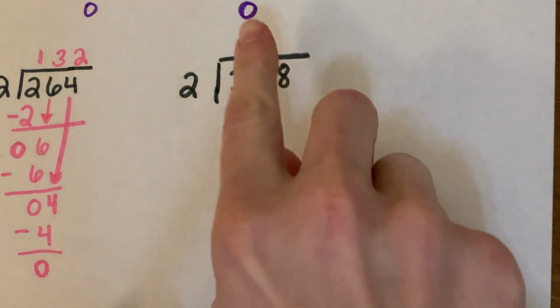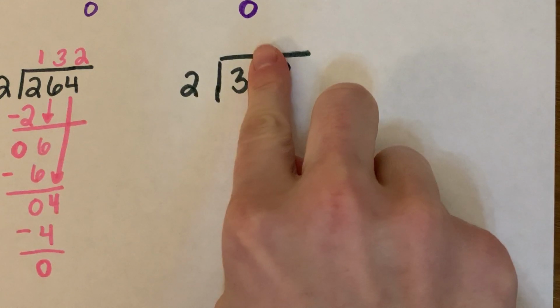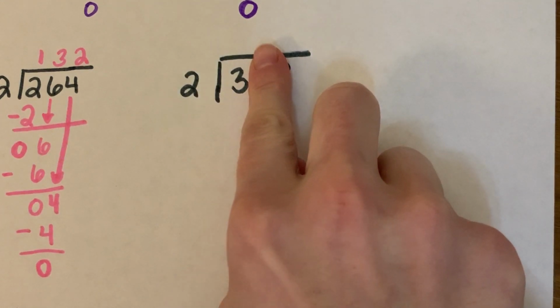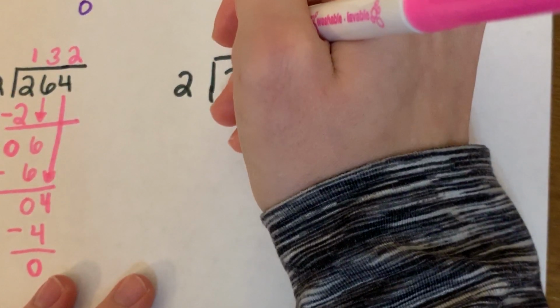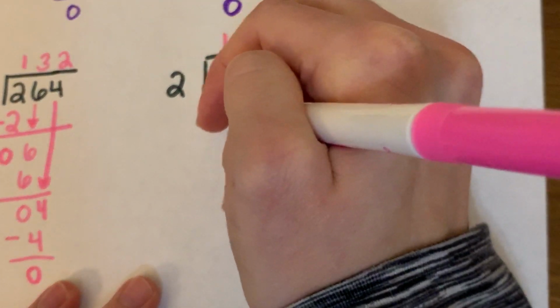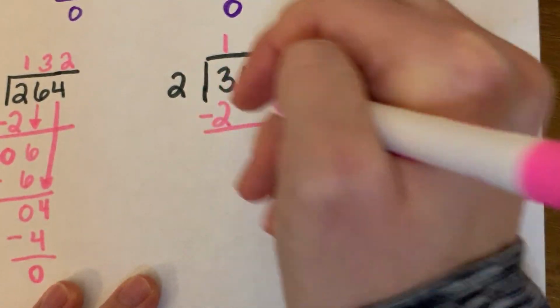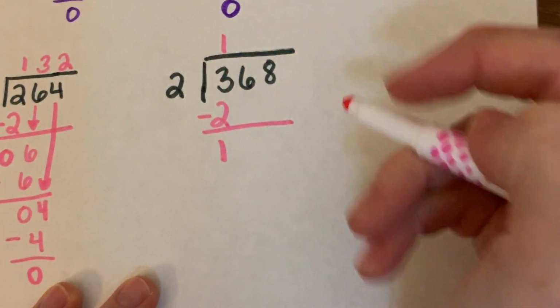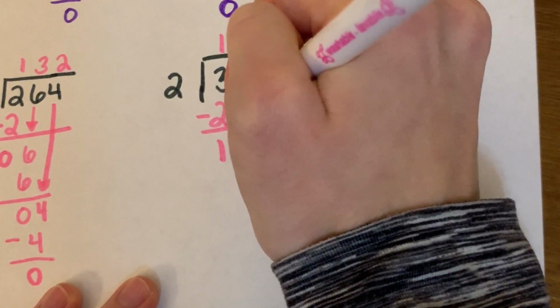All right, so 2 goes into 3 how many times? Well, it won't come out perfectly, so I can put a 2 times 1 here. 2 times 1 gives me 2. I'm going to subtract and I have 1. I'm going to bring down the 6.